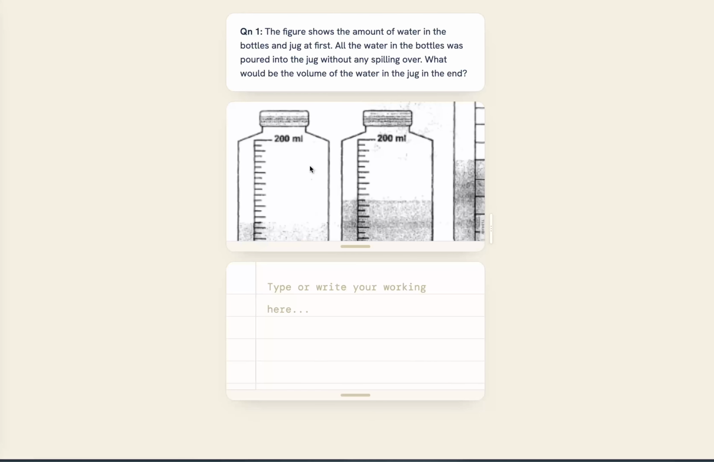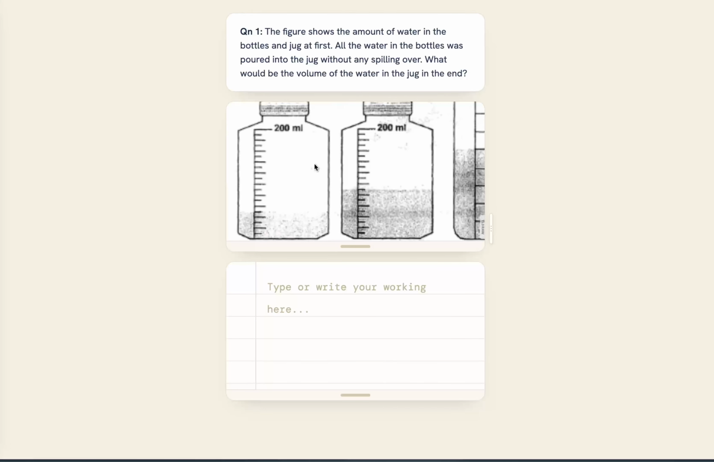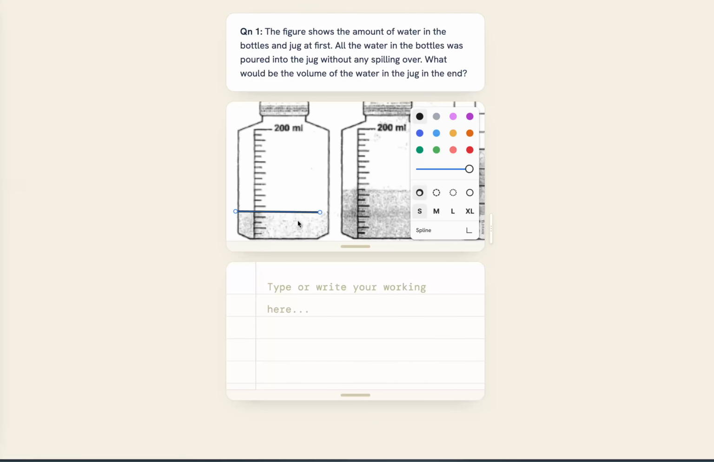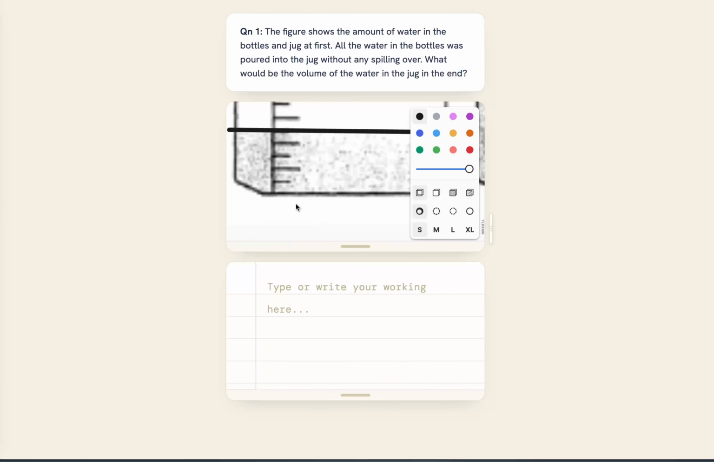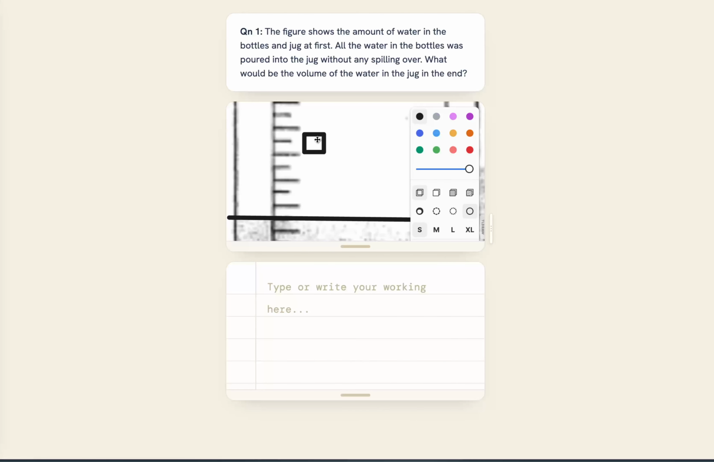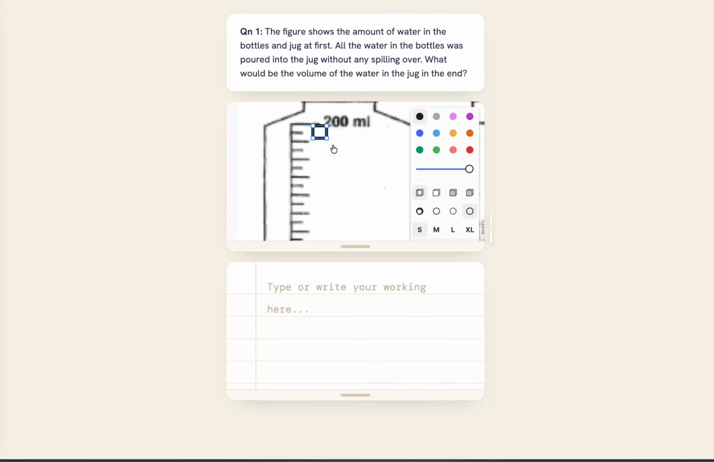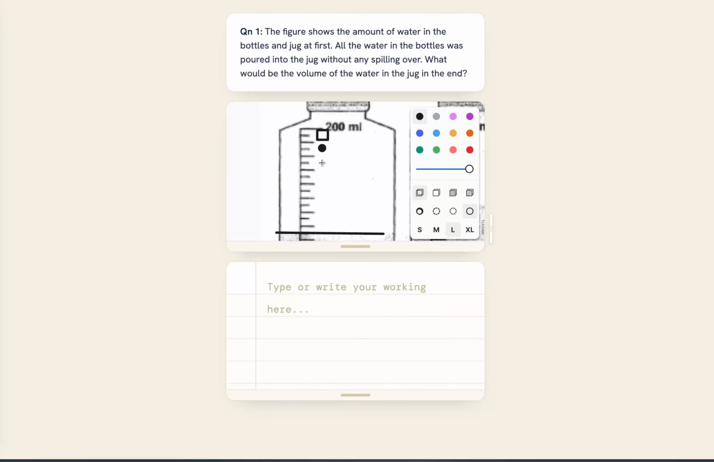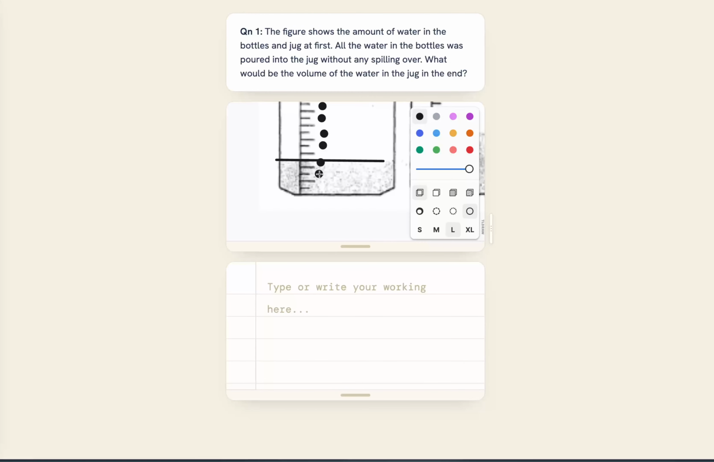Let's look at the 200 milliliters of water. Let's also measure the number of gaps. For this, we will just measure the longer end of it. So this is one gap. We have 1, 2, 3, 4, 5, 6, 7, 8, 9, 10. Let me double check. We have 1, 2, 3, 4, 5, 6, 7, 8, 9, and 10.